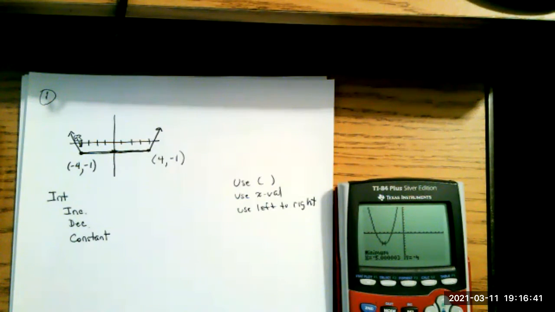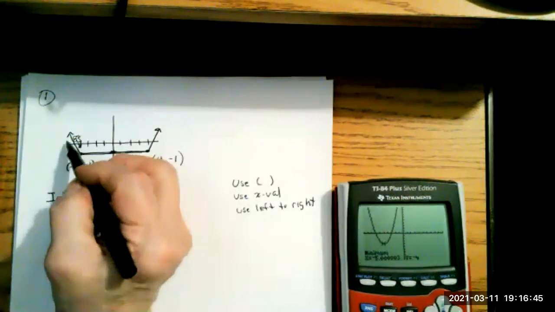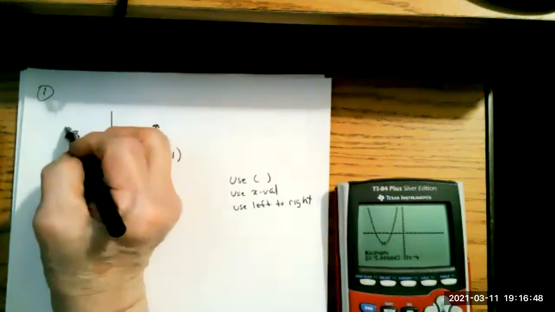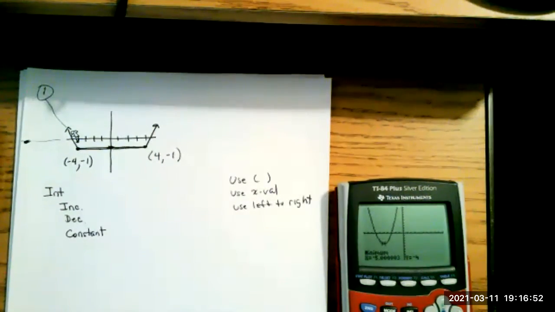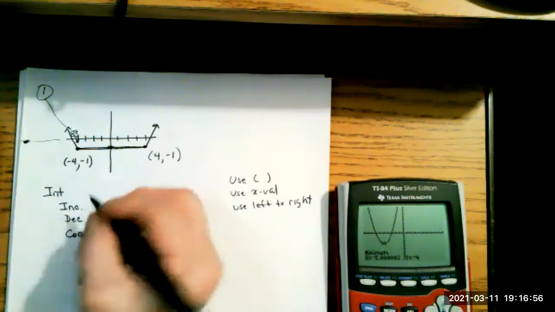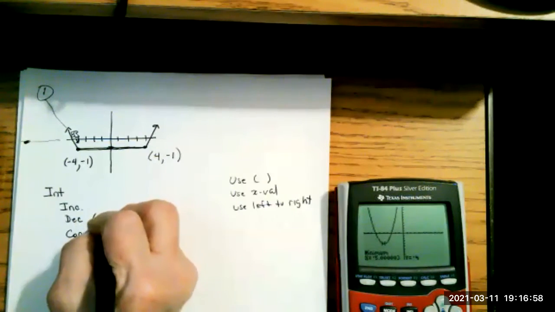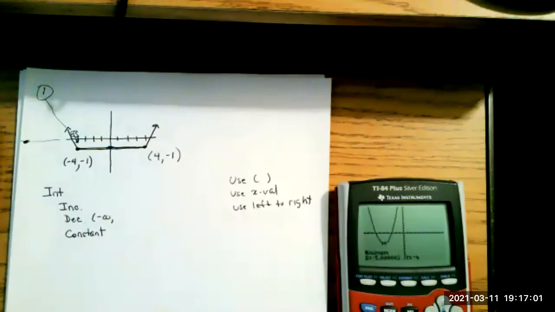Decreasing. Now remember, we're using x values. So think about these x values that's way over here. What are these x values down here? Negative infinity. So it's decreasing from negative infinity to what x value? -4. I mean, -1. That's true.